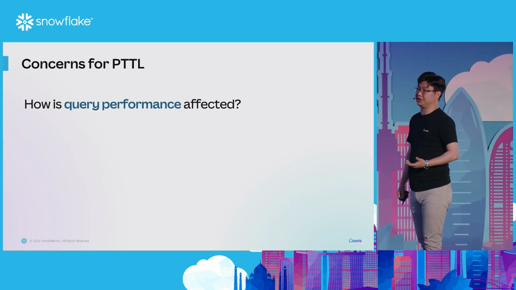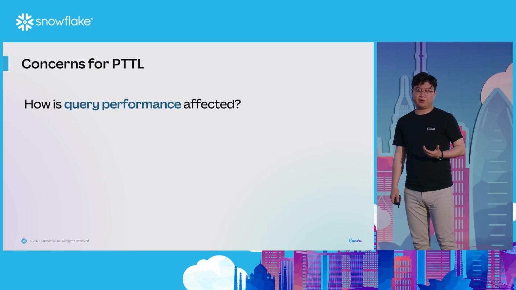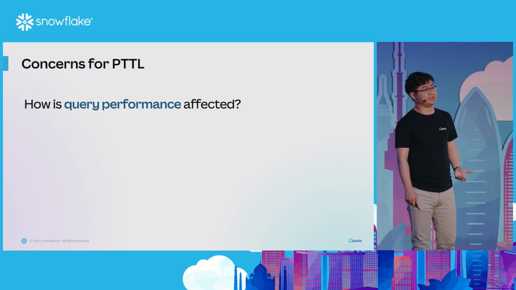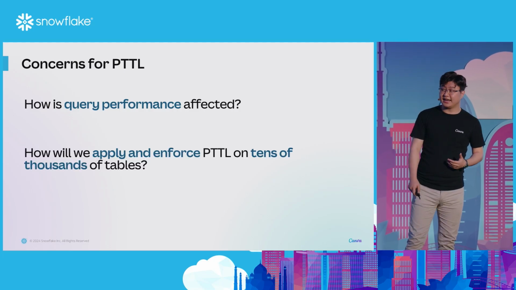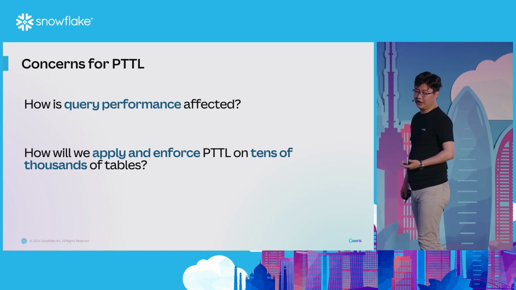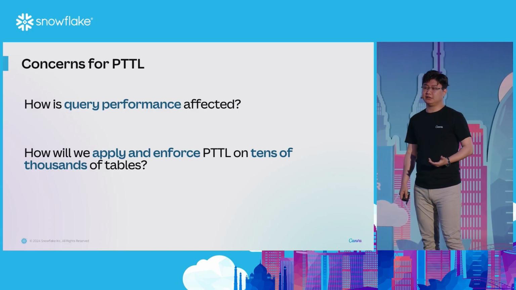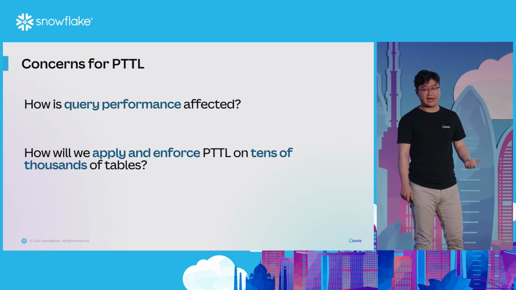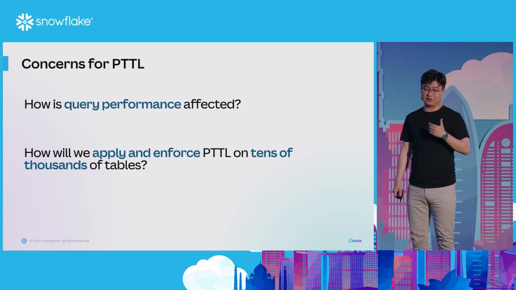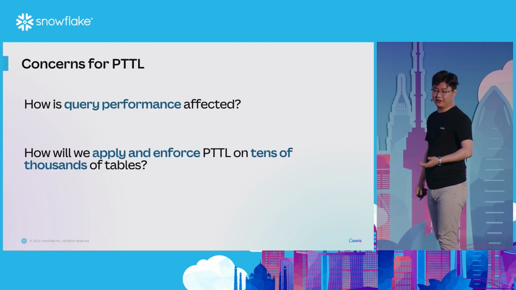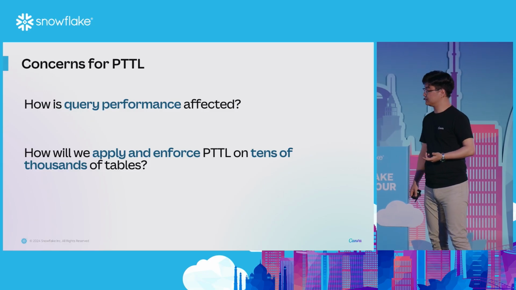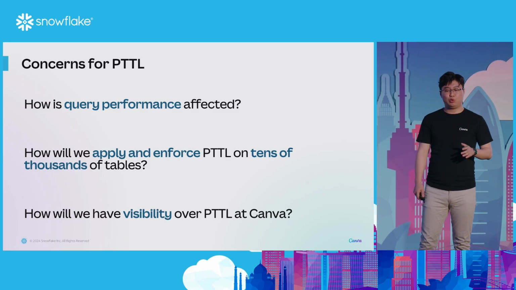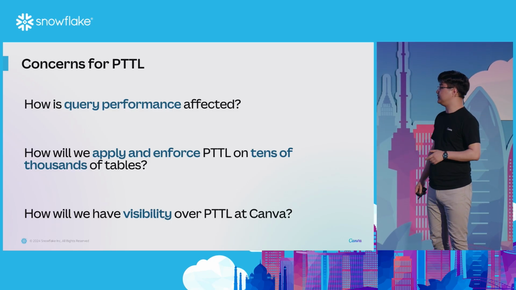Chief among the concerns from our data engineers was how query performance might be affected by tables utilizing row access policies for PTTL. Next was questions on how we would apply and, more importantly, enforce PTTL on tens of thousands of tables. We considered not only where Canva is right now with its data needs, but also into the future with our exponential growth in data use. Finally, and most importantly for some of our stakeholders, how will we have visibility over the use of PTTL at Canva?